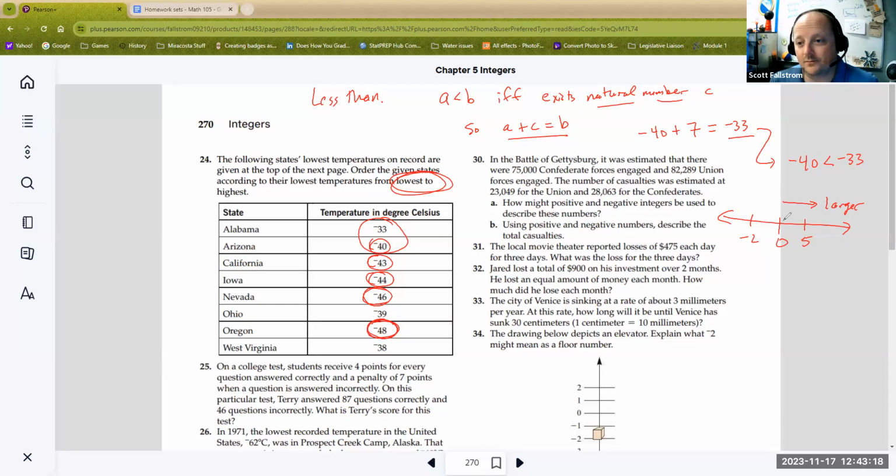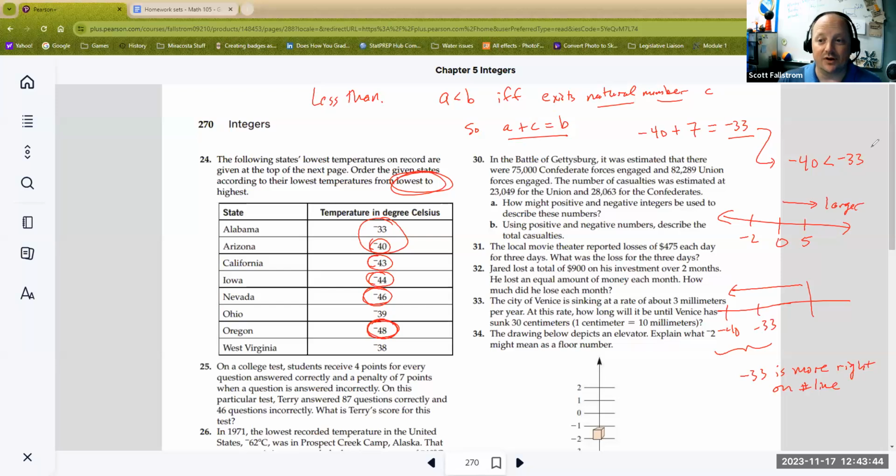But there it is. So you want larger numbers to the right. Where would -40 be? Right? And so if you think about that, here's -33, here's -40 because it's 40 steps in the negative direction. So you could look at this and say negative 33 is more right on the number line, which would mean negative 33 is larger.